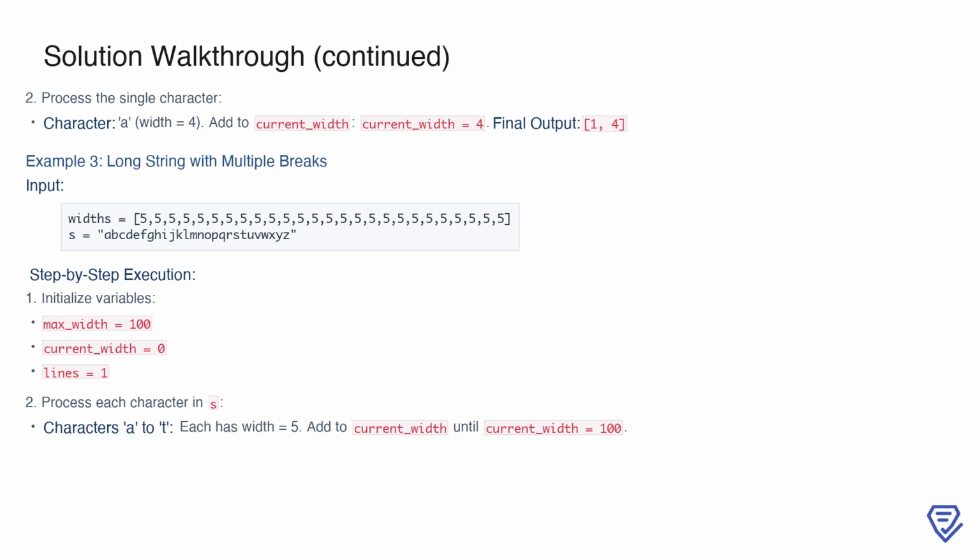Since there is only one character to process, we calculate its width, which is 4, and add this to current_width. This gives us a current_width of 4, which is well within the max_width. As there are no more characters, the total number of lines remains 1, and the width of the last line is 4. Therefore, the output for this case is 1, 4.